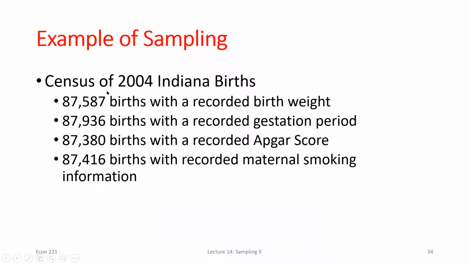Right? So let's say I had this huge data set, population data, every birth in Indiana in 2004. Right? So I've got about 88,000 births. I've got the recorded birth weight, gestation period, so the length of the pregnancy, this health measure, which is an APGAR score. It's a health test for the child. And then the maternal smoking information. So 1 if the mother smoked while pregnant, 0 if not. Okay?